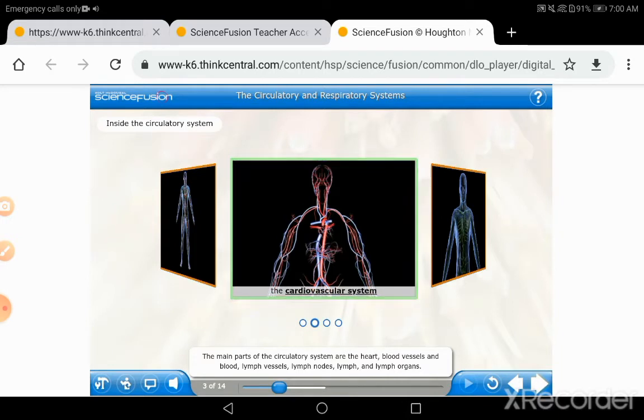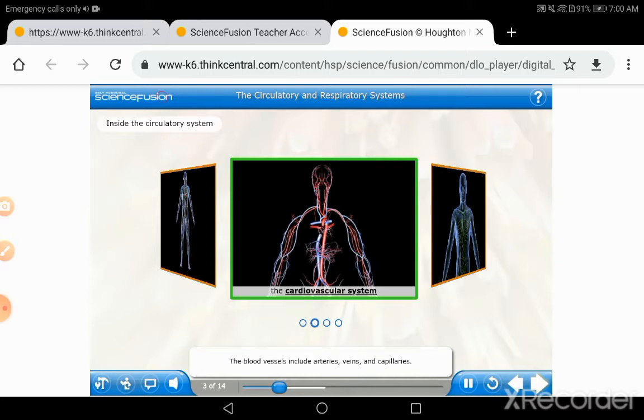Next, so one type of circulatory system is cardiovascular system. Let's see what is the cardiovascular system. The heart, blood vessels, and blood make up the cardiovascular part of the circulatory system. The blood vessels include arteries, veins, and capillaries.